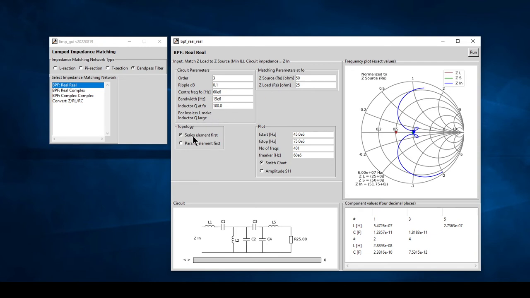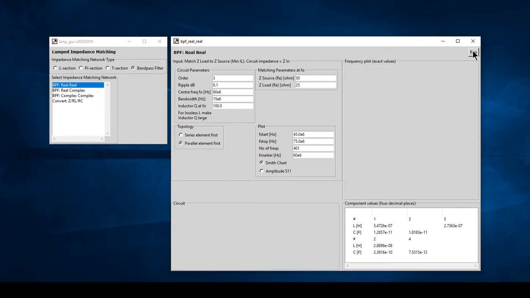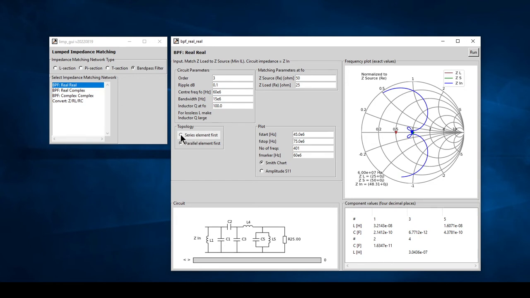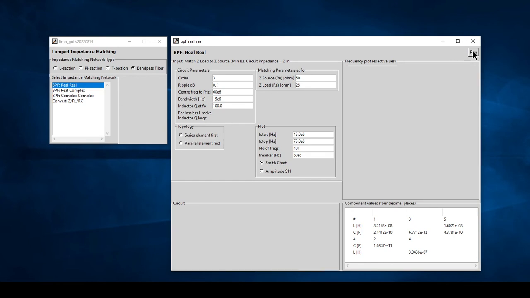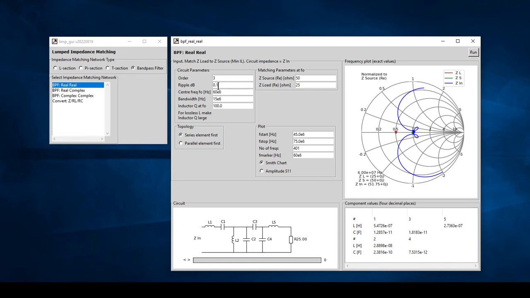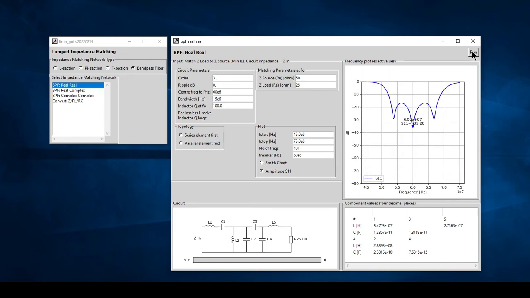We have a circuit topology, so we can have a series element first for our matching network, or we can have a parallel element first for our matching network. Okay, we have the order and the ripple. Okay, so let's have a look at the amplitude. And if we change the ripple of the Chebyshev prototype, then we should get a better return loss. We get that as expected.